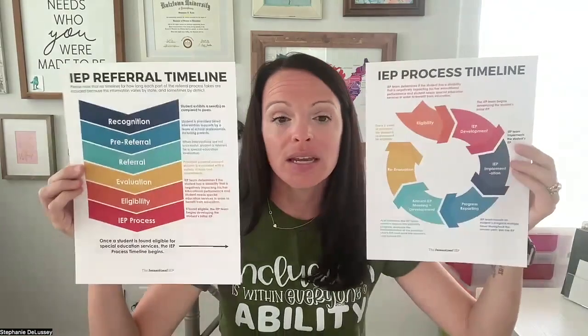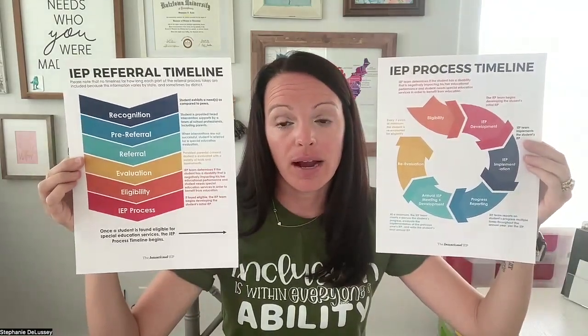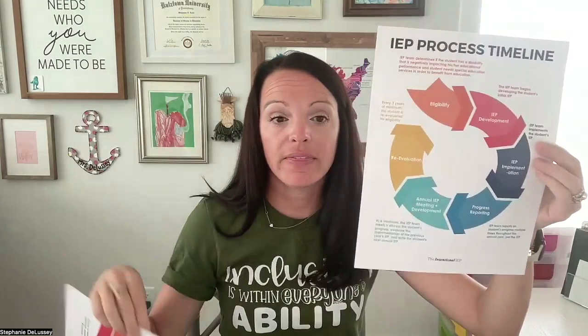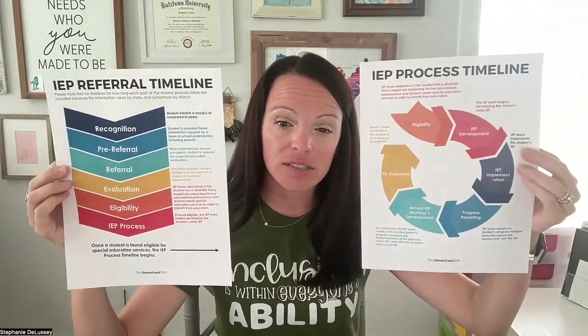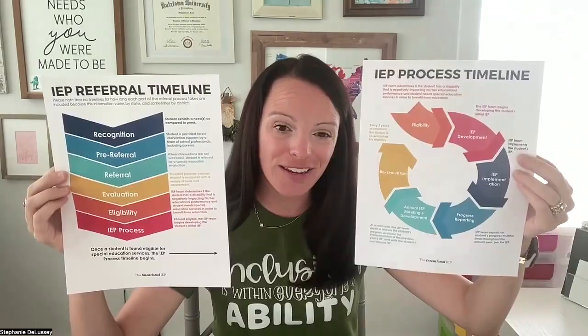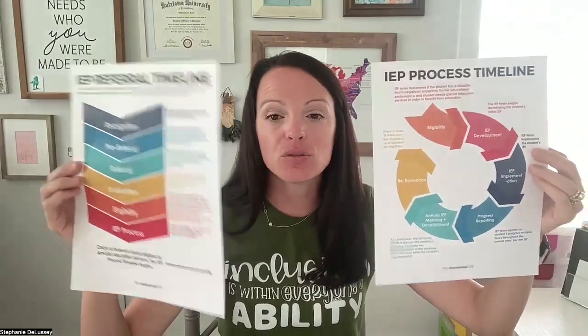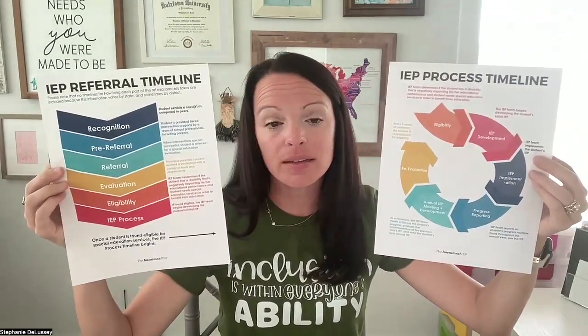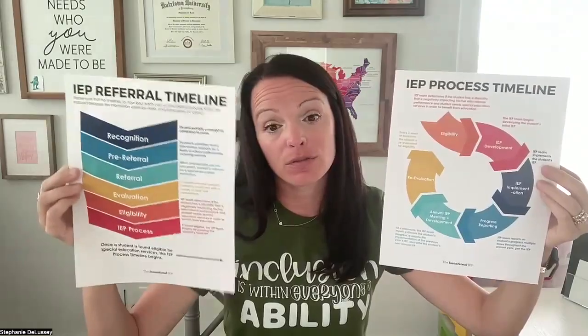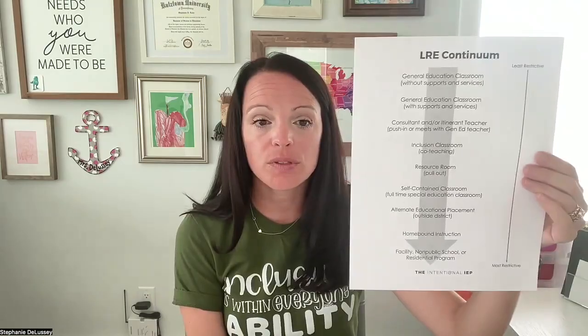These next 2 pages, again, these are not in any particular order. There's just how they got printed out. These are our IEP referral timeline and then the IEP process timelines. These are per the IDEA, so they're not state specific. There we go. But you definitely can reference these and share these with parents so they know what the IEP process and the referral process looks like when it comes to their child's IEP. Then we have the LRE continuum. So this is a poster.